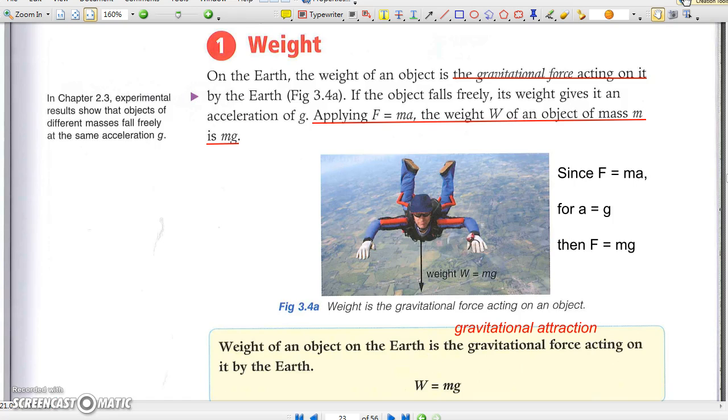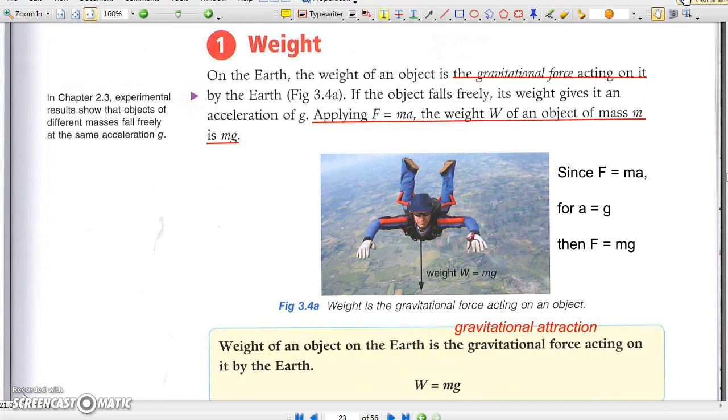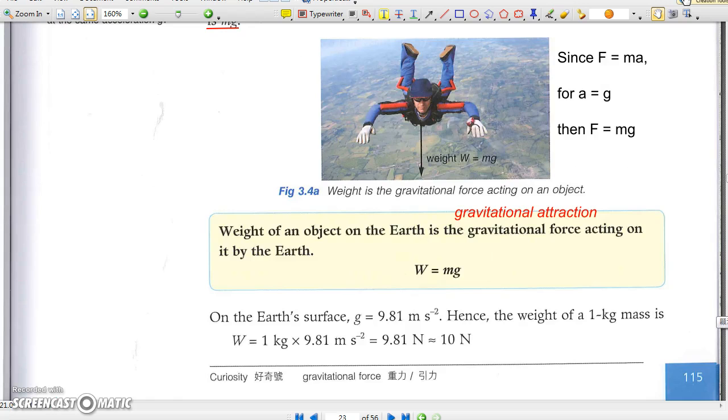All masses free fall at acceleration due to gravity g equals 9.8 meters per second square. For simplicity in calculation, g is often taken to be 10 meters per second square. The acceleration is produced by the weight of the mass itself. Therefore, for the mass m, its weight is 9.81 multiplied with the mass m, and therefore W equals mg.